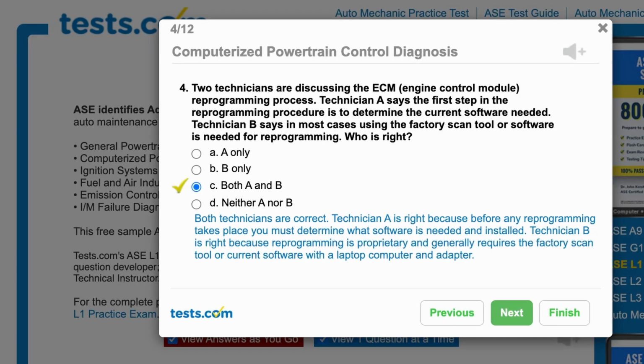C. Both A and B. Both technicians are correct. Technician A is right because before any reprogramming takes place, you must determine what software is needed and installed. Technician B is right because reprogramming is proprietary and generally requires the factory scan tool or current software with a laptop computer and adapter.